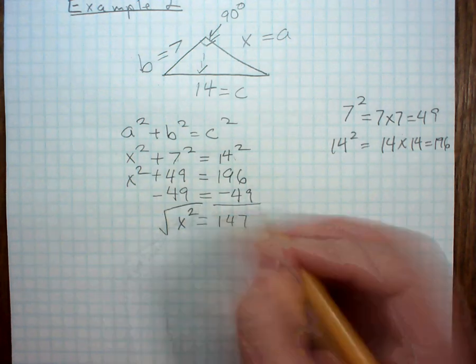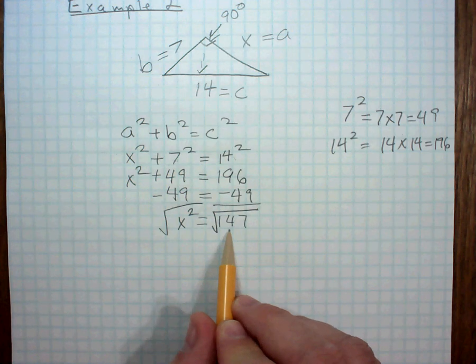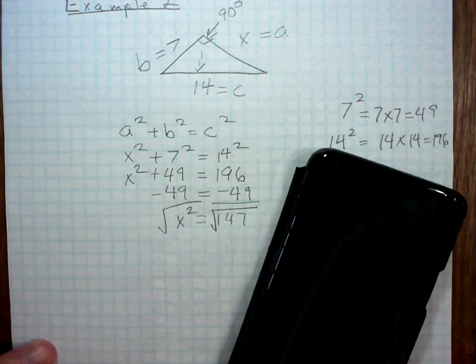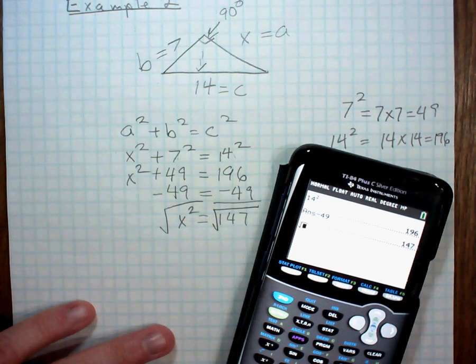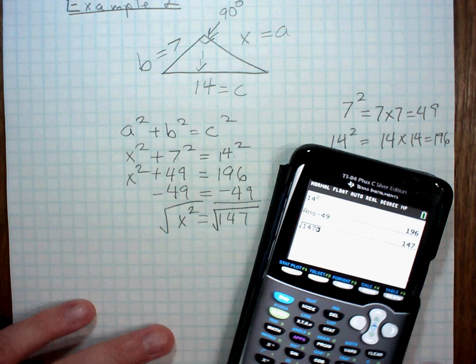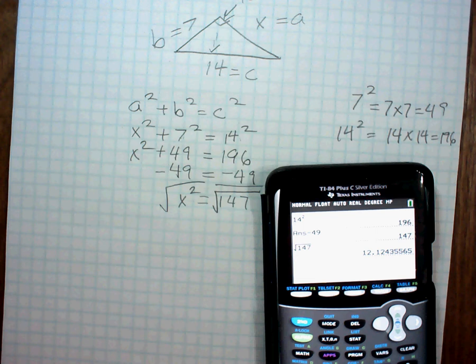Again, I'm going to take a square root. However, I know that 147 does not have an integer square root. In other words, if I plug this in my calculator, if I say the square root of 147, and I hit enter, see, I get a decimal. It's 12 point something, right? Because I know 144 is 12 times 12, right? So it doesn't work out that way. But I'm probably going to have to simplify this.